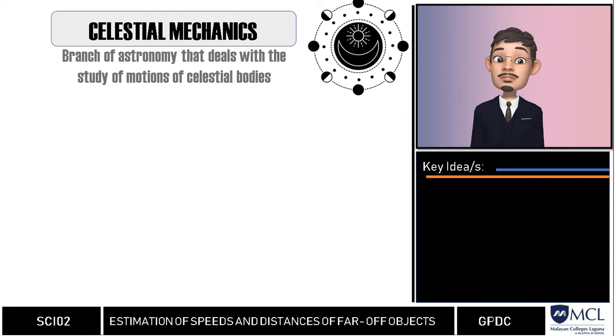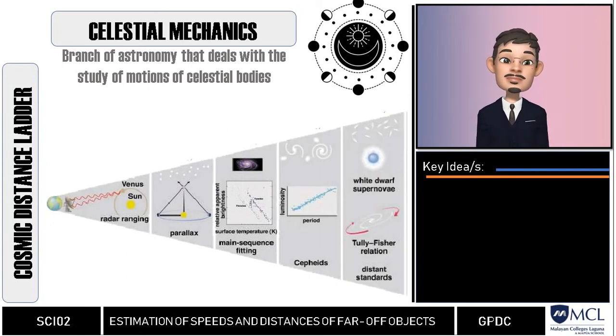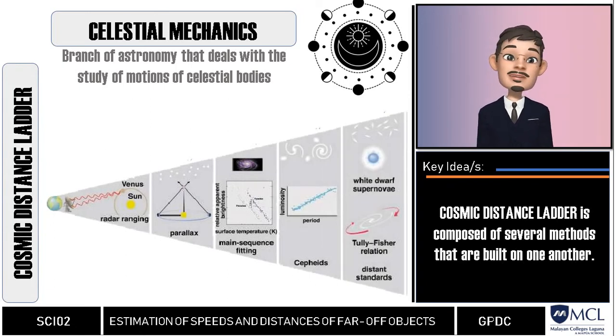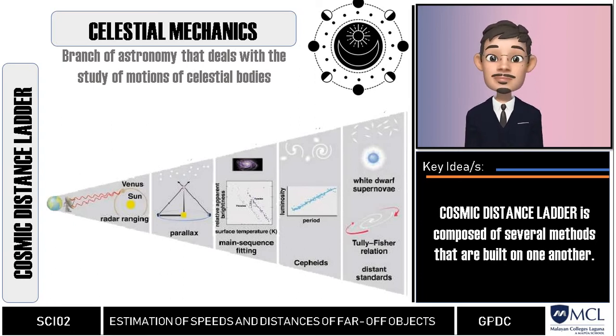The most common among the methods of measuring distances is the cosmic distance ladder. This method is composed of several methods that are built on one another. The data obtained in the first step of the ladder are used in the succeeding step, and so on. Let us have the anatomy of this ladder.